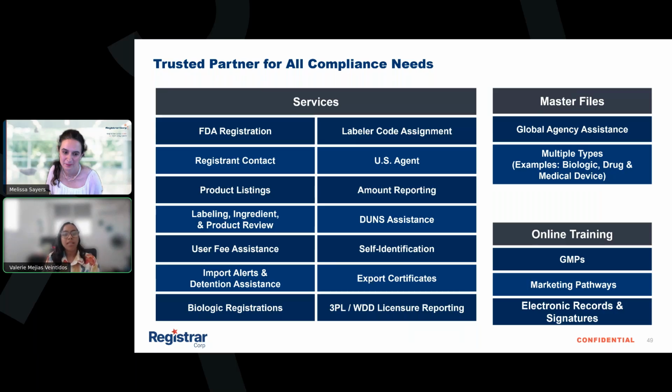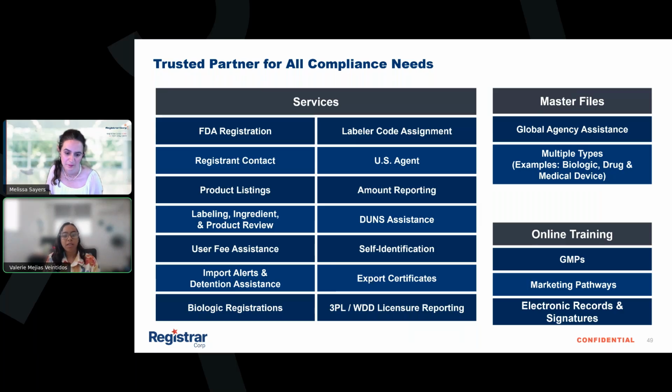Firstly, we assist companies with FDA registration, ensuring that they comply with all necessary regulations. We also help with labeler code assignments, which are crucial for configuring national drug codes, or as we call them, NDCs, for drug products. Our U.S. agent services are designed to facilitate communication between foreign companies and the FDA, making the process smoother and more efficient.